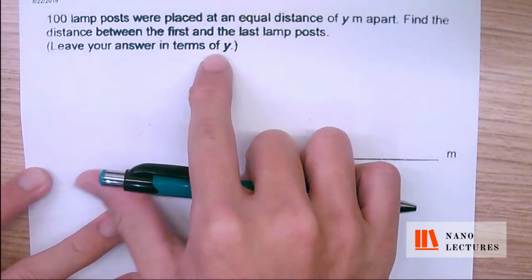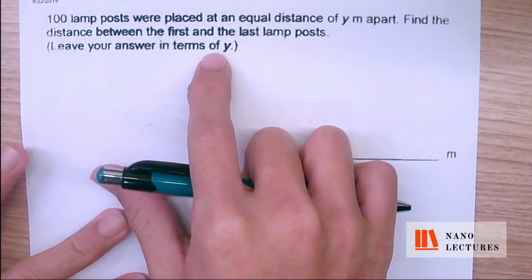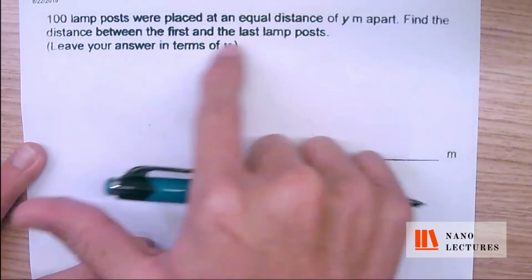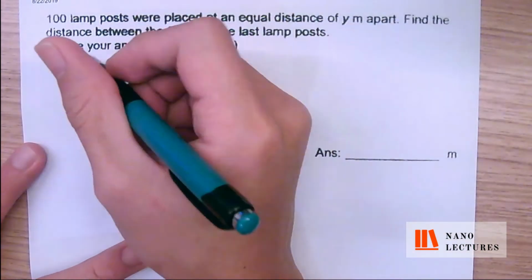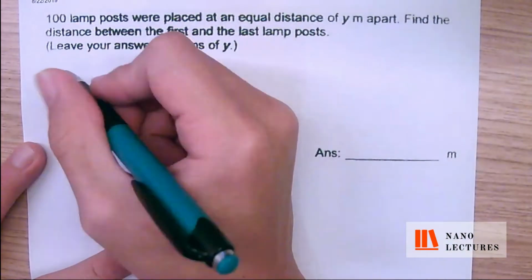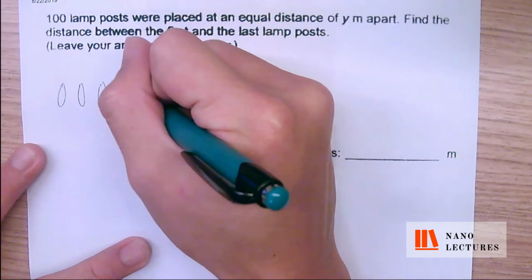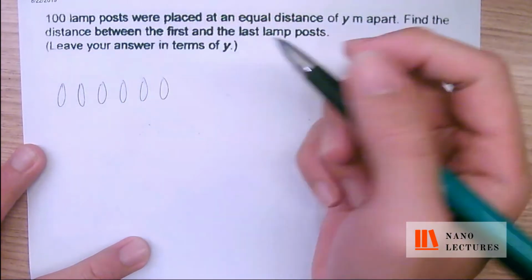Now again, if you watch my previous video, right before this video, I would have taught you the method on how to conceptualize it. I'm going to use the easy method. Let's say, instead of drawing 100 lampposts, I'm just going to draw maybe 6. 1, 2, 3, 4, 5, 6.